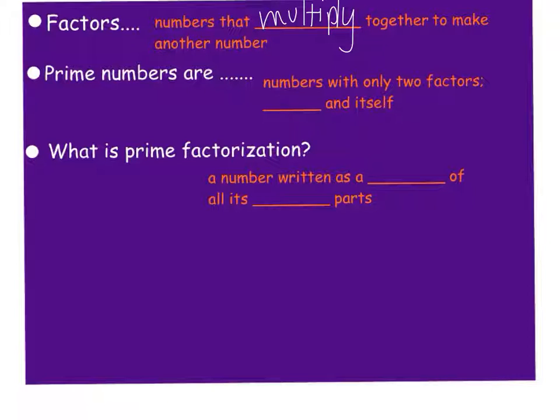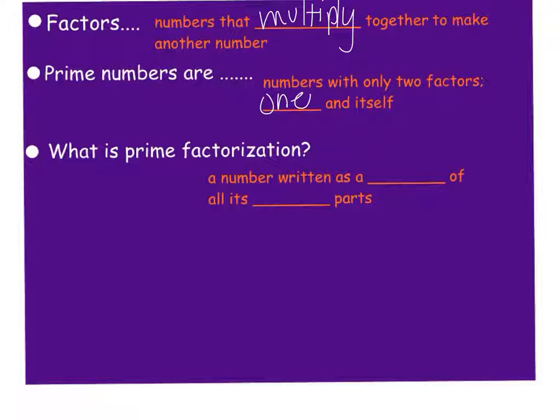We talked about prime numbers in our last lesson, so let's just review the definition. Prime numbers are numbers with only 2 factors, and those 2 factors are always 1 and the number itself. So for example, 7 is prime. It has only 2 factors, the number 7 and 1.